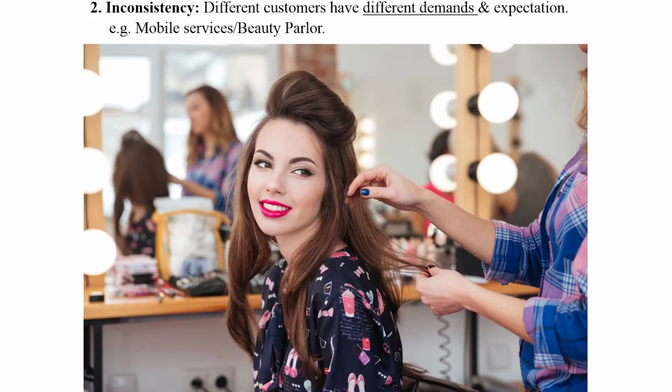The second feature is inconsistency. Here different customers demand different styles or varieties of services. You may ask for long hair and somebody else may ask for short hair. Different customers have different tastes and expectations, so they accept different services, just like mobile services and beauty parlors with different demands and expectations. That's why business services are inconsistent, that means irregular.